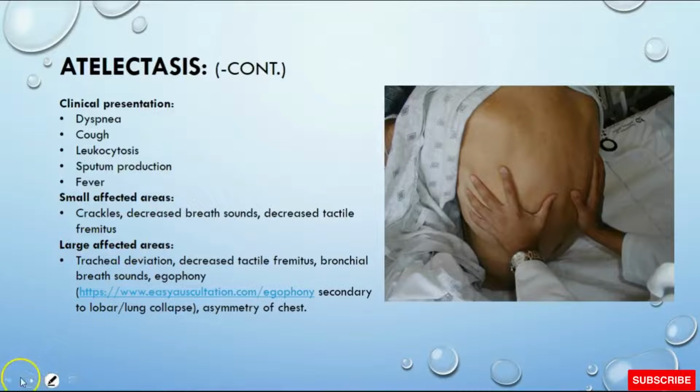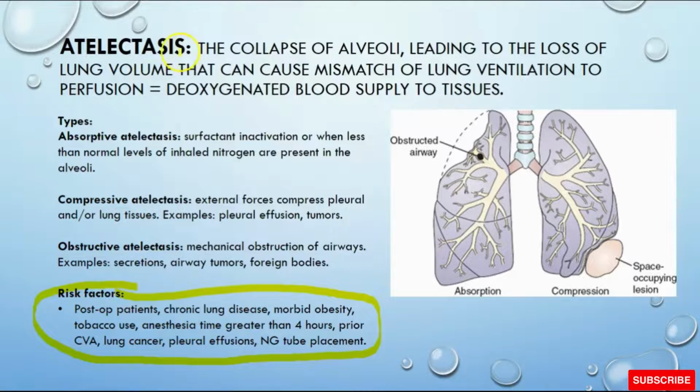In terms of what you need to know for testing, again, is knowing what atelectasis is and what it leads to because of that mismatch of deoxygenated blood supply to tissues, which is not helpful to the body, not getting oxygenated blood, and know those who are at risk.